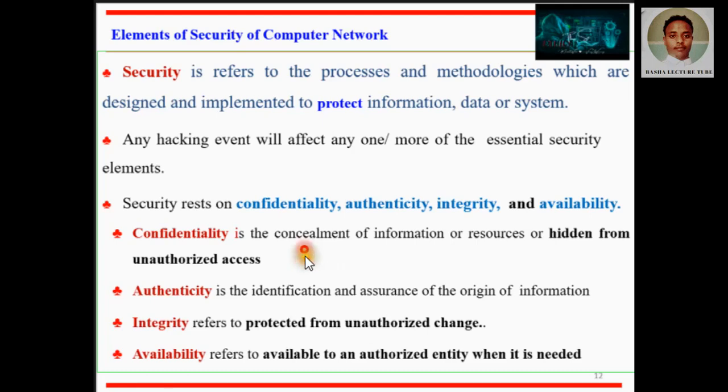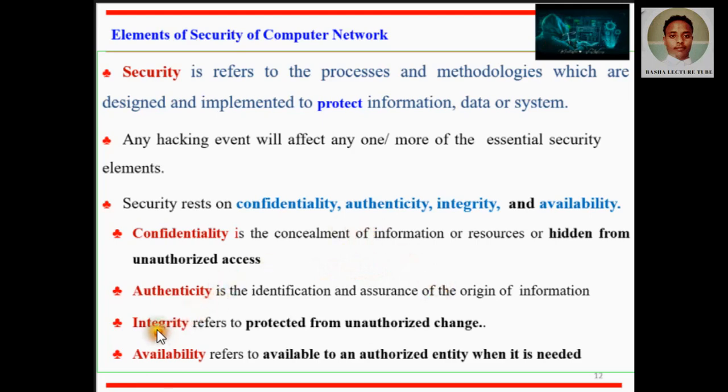The other thing is authenticity, which is identification and assurance of the original information. That means whenever your system is secured, your authenticity can be achieved. It assures that the origin of the information can be viewed only by the authorized party or person.